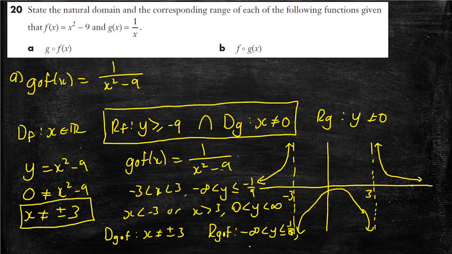But the y values can also go from 0 to infinity. The only gap we're missing is between negative 1 over 9 and 0. That's the only bit it can't actually equal. It's a small gap inside there. That's the range of g of f. So it goes from negative infinity all the way up to negative 1 over 9, where negative 1 over 9 is up here. And then it can go all the way from 0 up to infinity.